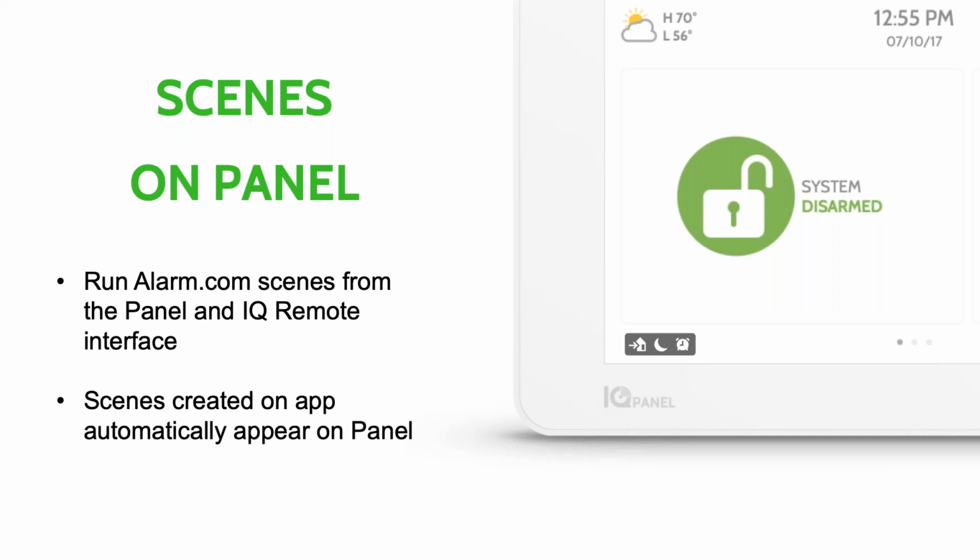So that scene might be for nighttime. Hey, I'm going to arm the system to stay. I'm going to make sure my lights are turned off. Maybe it's going to adjust the thermostat to a nighttime mode. It's going to make sure the garage door is closed, make sure the locks are locked, and all that kind of stuff. Anything else, Kevin?